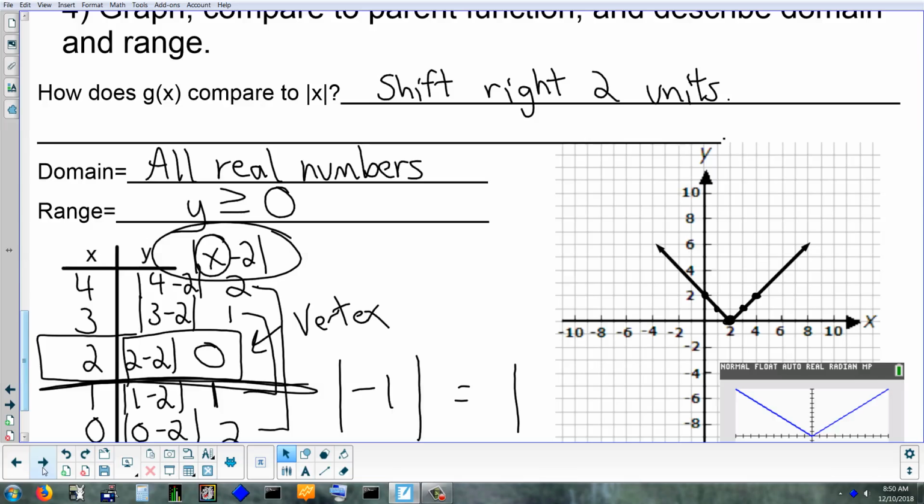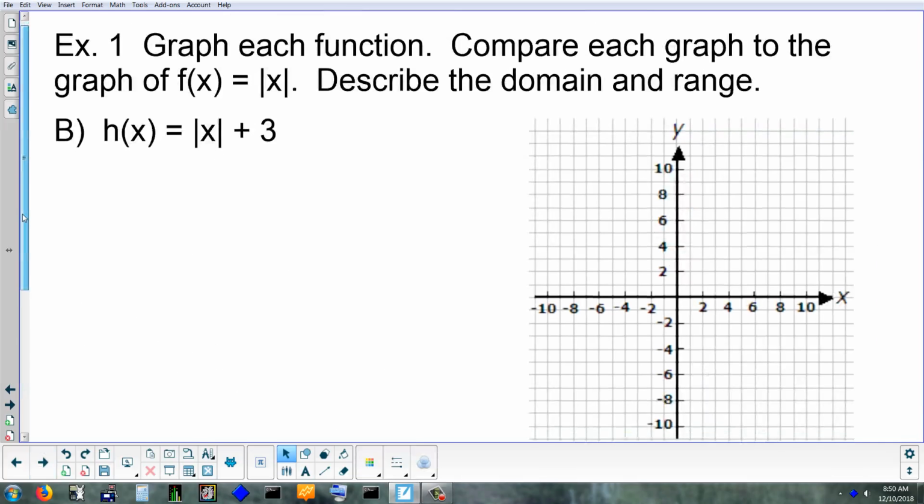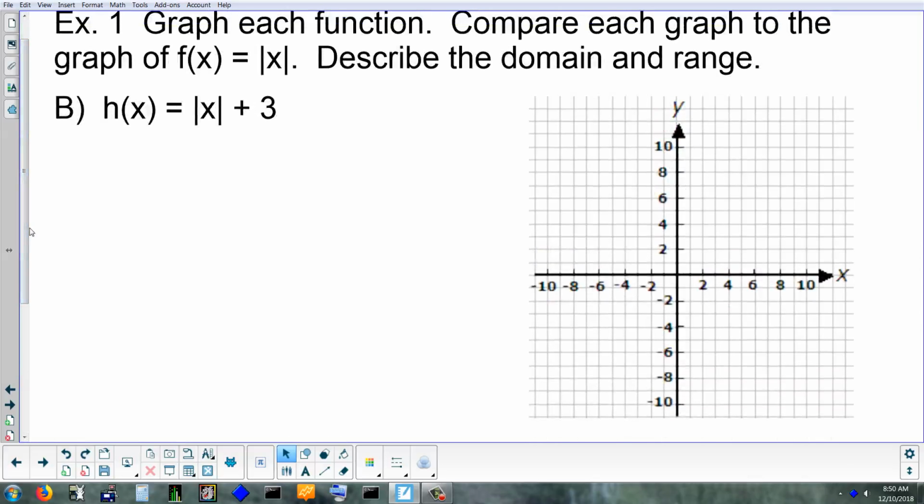Let's look at another one. This one. Graph each function, compare each graph to the parent graph. Okay. So we're doing the same thing. We're going to graph it. We got to describe it. We got to give domain and range. What's the first thing I have to do? What's step 1? Oh, Yusuf?